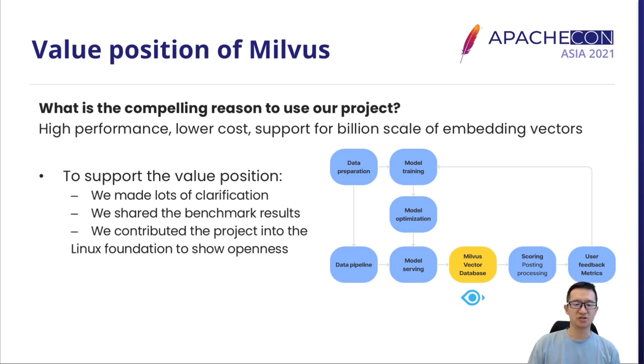By making this value position, it's not just that you give a statement and that's all. We have to provide evidence to support all these value positions. For example, we keep making as much clarification as we can in different scenarios, and whenever we go to a conference to share Milvus, we emphasize this again and again. And we also performed a very comprehensive benchmark test in the vector similarity search area to demonstrate the performance and capability of the Milvus project using a relatively standard test case.